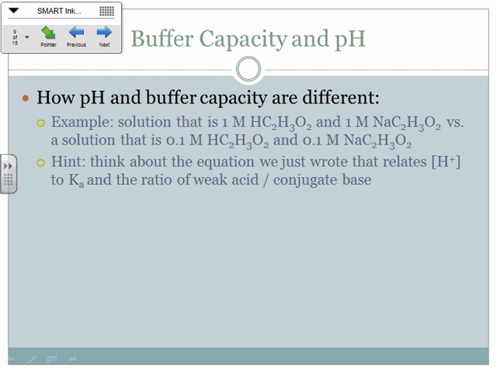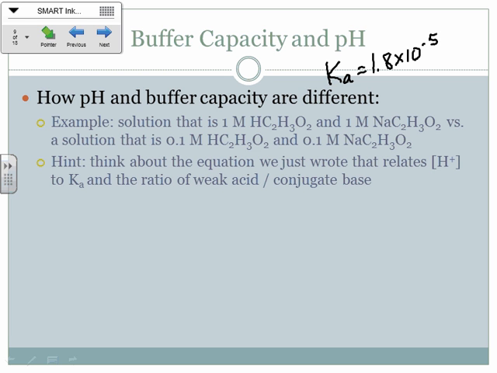So the question is, what is the pH of both of those solutions? Now we would need to know the Ka for acetic acid. I think it is 1.8 times 10 to the negative... I better look it up just to make sure. 1.8 times 10 to the negative 5th. All right, so that's our Ka for acetic acid.